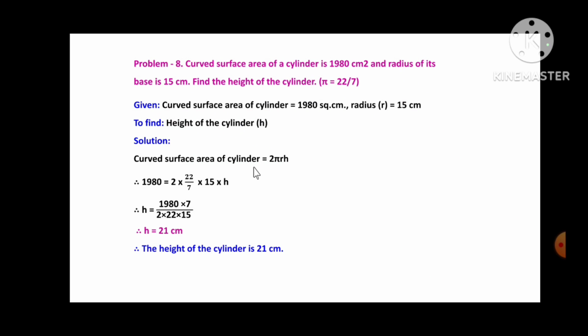Friends, we know that the curved surface area of the cylinder is 2 pi r h. Now put the values. Curved surface area is 1980, which is equal to 2 into 22 upon 7 into 15 into h. So from the right hand side, we will bring to the left hand side. So it becomes 1980 into 7 divided by 2 into 22 into 15 is equal to h. Or you may write h is equal to 1980 into 7 upon 2 into 22 into 15. Now after simplification, we get h is equal to 21 centimeter. So we can write in words: the height of the cylinder is 21 centimeter.